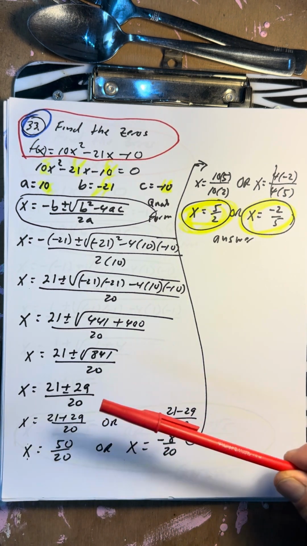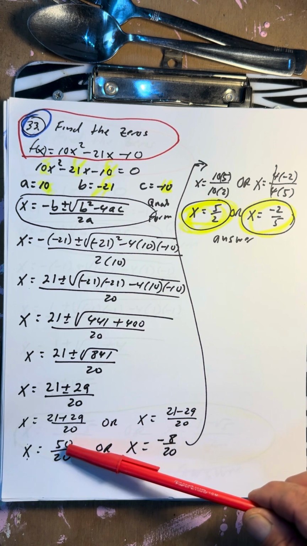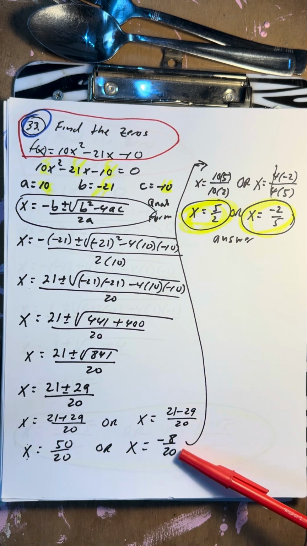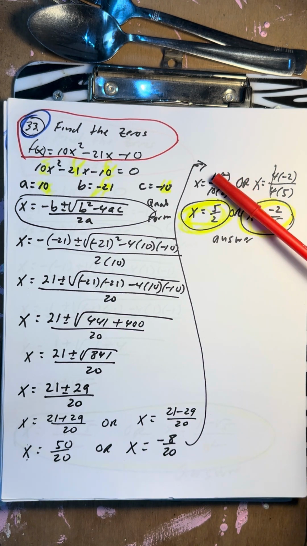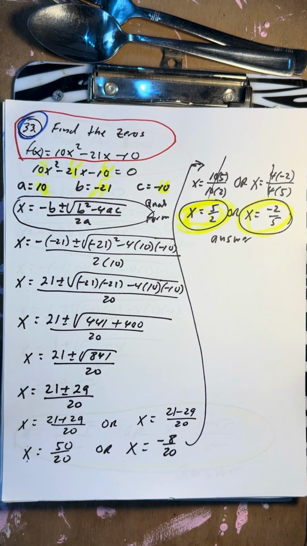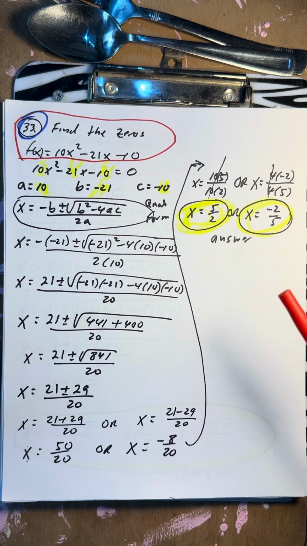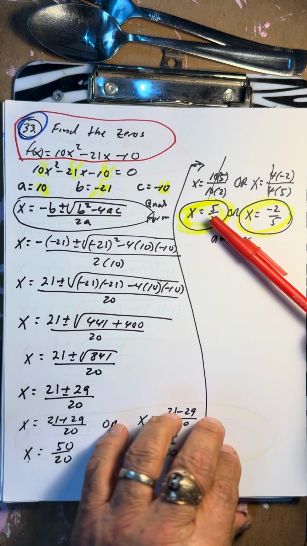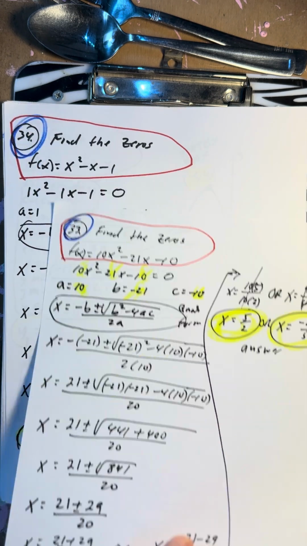All right, so now we have 21 plus 29 and 21 minus 29 over 20. So that's going to give you 50 over 20, and that's going to give you negative 8 over 20. 50 over 20 is 10 times 5, 10 times 2, so just cancel out the 10s. What's left over is 5 over 2. Other side, 4 times that, 4 times that, and the 4s are gone. So what's left over is 5 over 2 and negative 2 over 5. Yeah, that's it. 5 halves, negative 2 fifths.